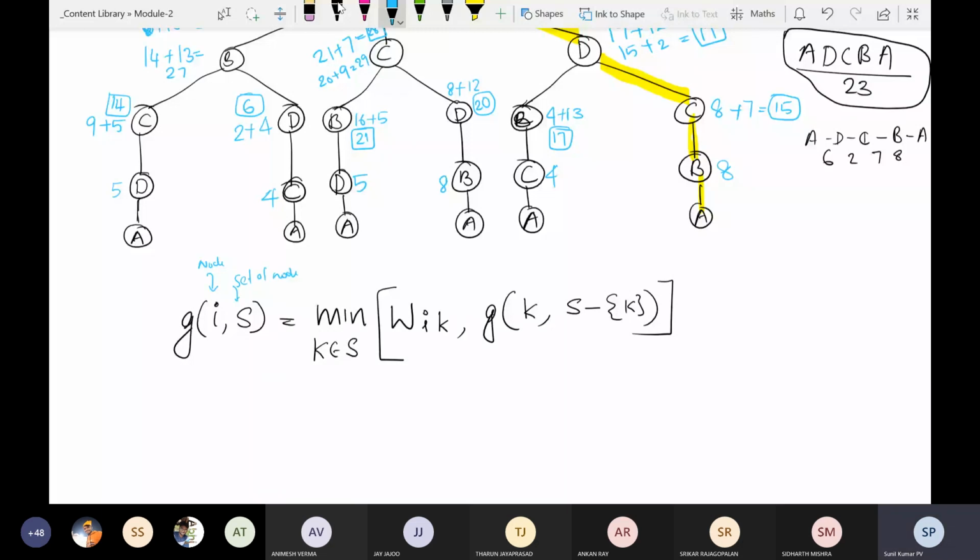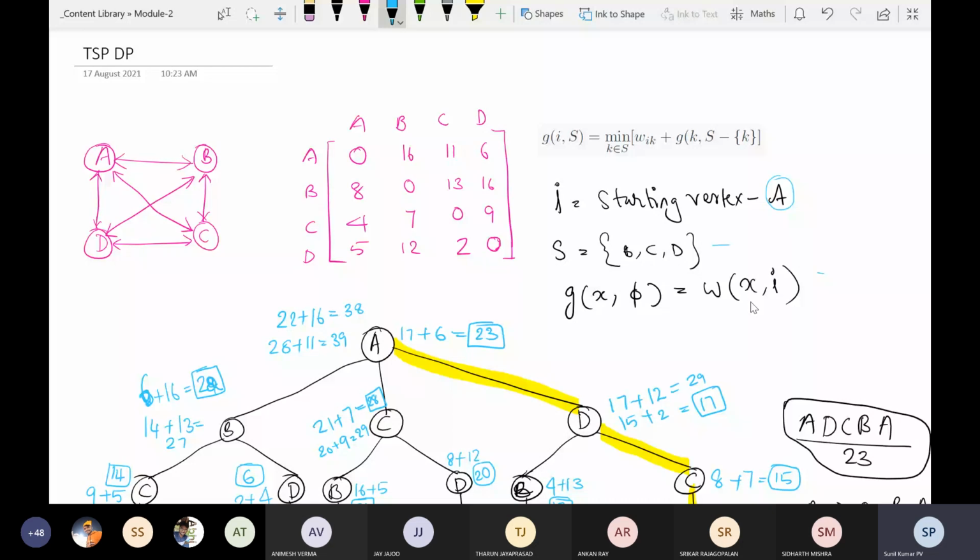Since it is a recursive formula, we need a base case, since we need to stop at some stage. For example, if you are using factorial, you can stop when n is equal to 0. Like that, we need a base case. So what is the base case here? We have written G(X, phi). Phi means null set. G means the first entry should be an element or a node, and the second should be a set of nodes. If this set of nodes becomes a null set, then you can use the weight function directly. This is the weight function, or the weight matrix, which is given as an adjacency matrix. So this is the formula, and using this formula, the same thing you can find out.